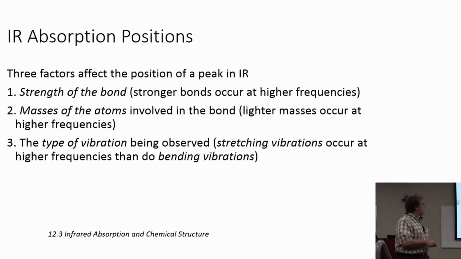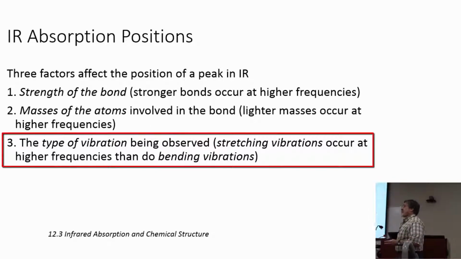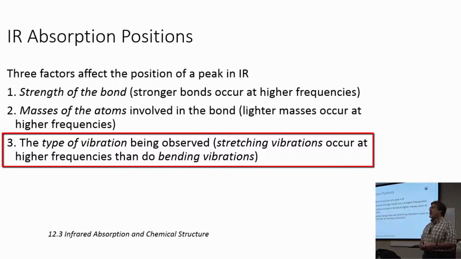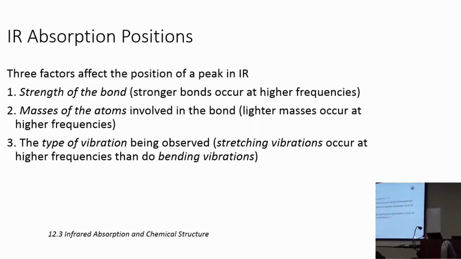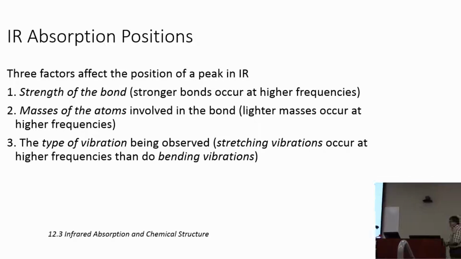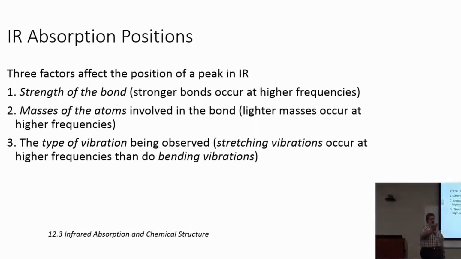And the type of vibration being observed. There are two types of vibrations to keep track of. Stretching and bending. That's it. That's pretty easy. And again, just think about the analogy of the spring. What can you do with the spring? You can stretch them, you can bend them. That's it. And also that summation there, the stretching vibrations occur at higher frequencies. So roughly the middle of the IR spectrum is very rough. And to the left of that are all stretching, and to the right are primarily bending.